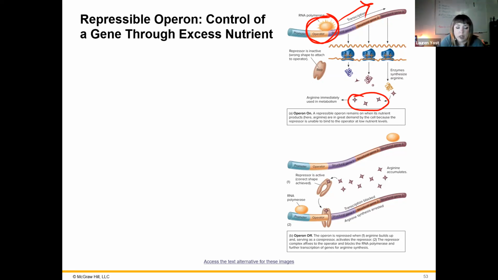And eventually we have so much arginine that our repressor protein, once it is activated by arginine, will bind on to that site on the operator so that we can no longer do transcribing. Because there's enough arginine, we don't need any more, stop making it. So that is how we repress that one.